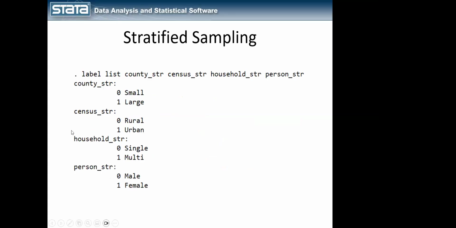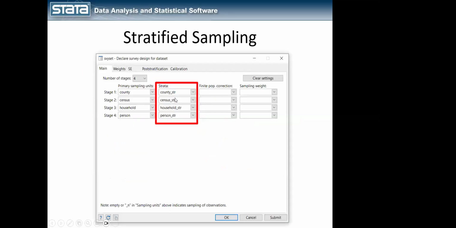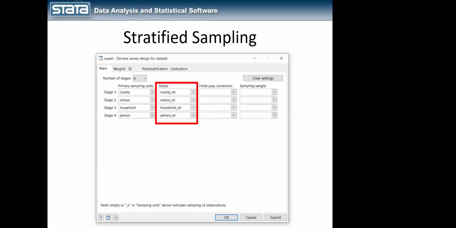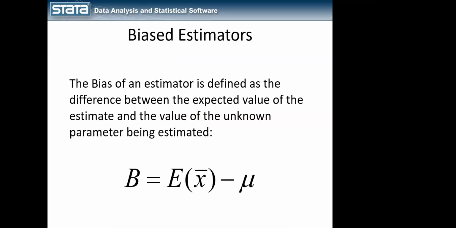So I have to have those variables in my data set, and when I do, I can simply select them in the boxes underneath strata in my svyset dialog box. Okay. So any questions about stratification? Okay, we have a quiet group this week.